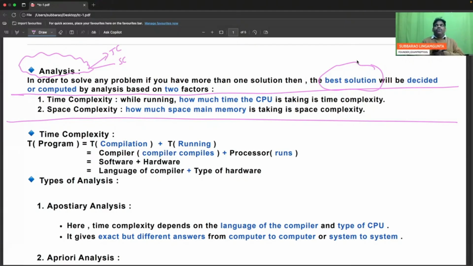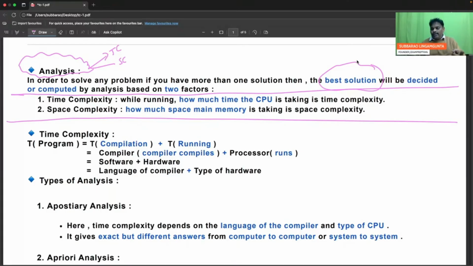Next, I am going to cover time complexity. First of all, why are you finding time complexity? Analysis purpose. Why are you analyzing? To find out the best solution. What is the meaning of analysis? If a problem has more than one solution, the best solution will be computed by analysis based on 2 factors.